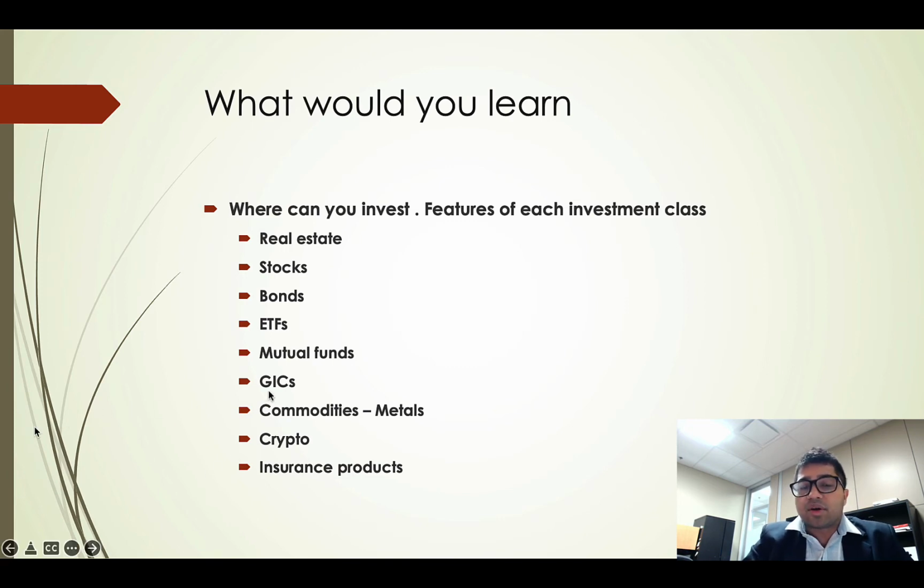Then we'll talk about guaranteed investment certificates. These are debt products that are available from banks. So how to add them, what the features are, all those things. We'll talk about commodities, cryptos, and insurance products too. So we'll talk about each investment class in detail, and I will highlight the features of each one of them.